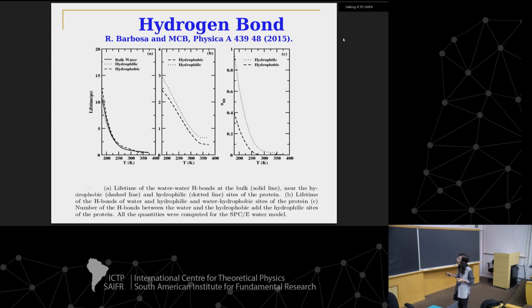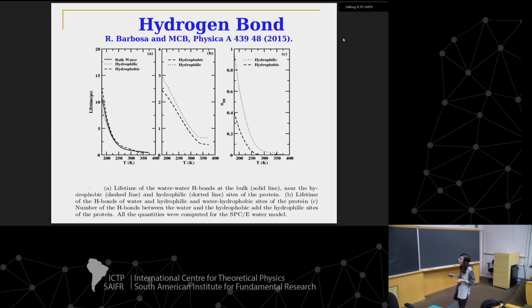These two other ones are the lifetime of water and hydrophilic, and water and hydrophobic sites of the protein. So inside the hydrophobic sites, inside the hydrophilic sites, this is the water lifetime. And here, the dashed line is for the hydrophilic, and the slash lines for the hydrophobic site. Inside the water hydrogen bonds, and they last longer for the hydrophilic sites.